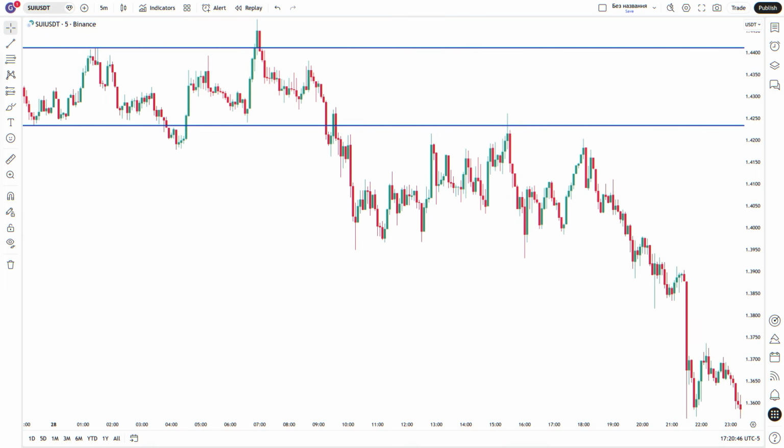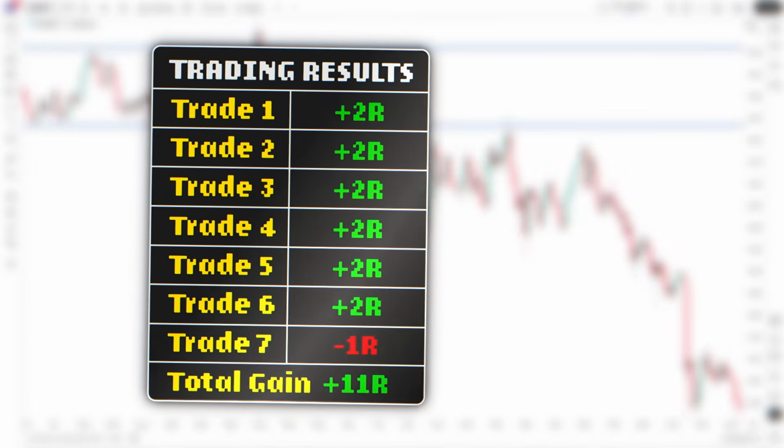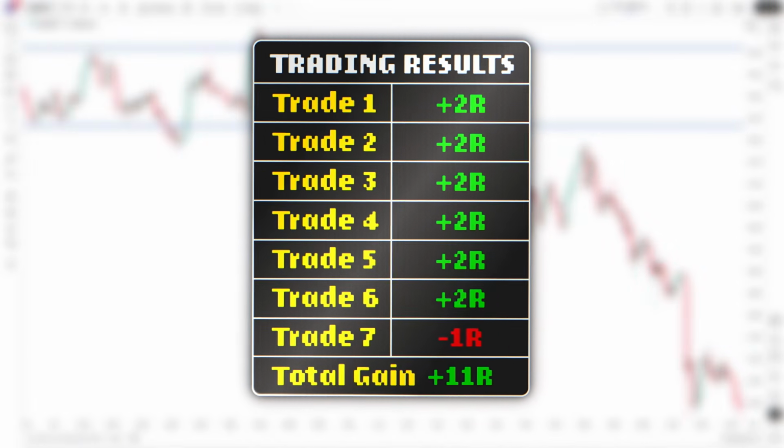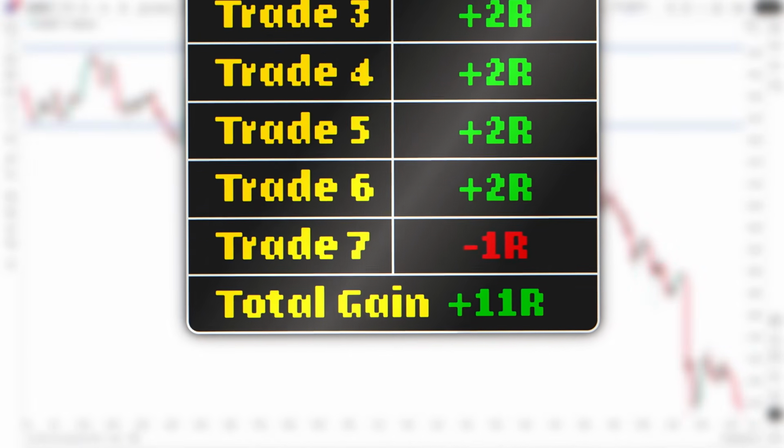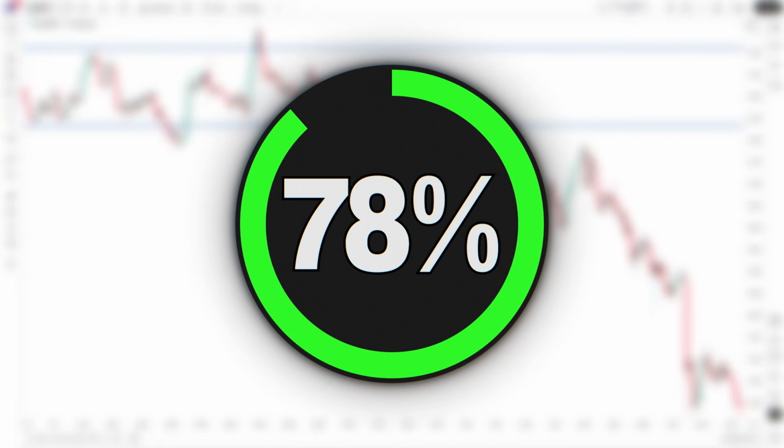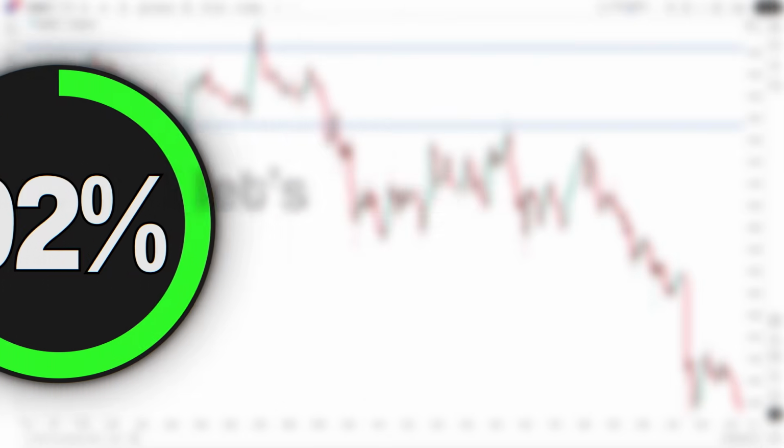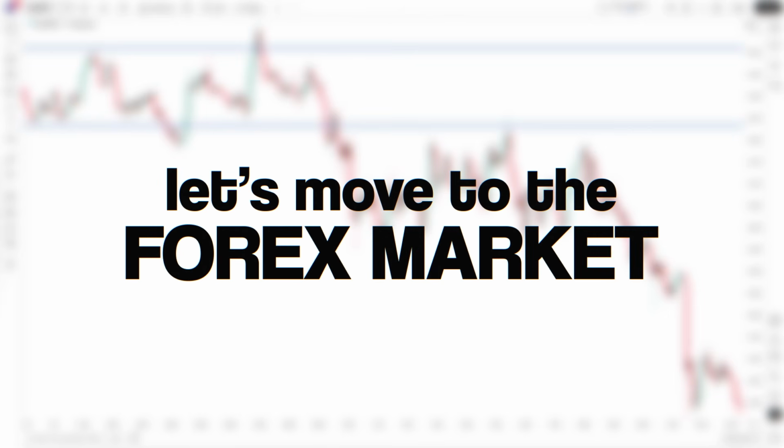So even with 1 losing trade, out of 7 trades, we had 6 wins and only 1 losing trade. That gives us a total of 11 R, with a win rate of an incredible 92%. Now let's move to the Forex market and test this strategy there.